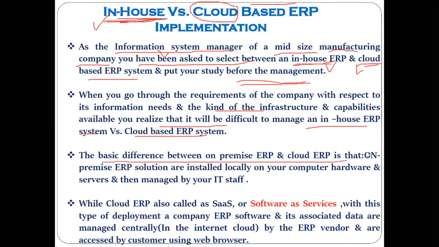The main difference is what? In-house ERP can also be called on-premise ERP. On-premise ERP means the place where you install the ERP, the place where you work, you install the ERP there. The ERP that is installed in your company is referred to as on-premise ERP.